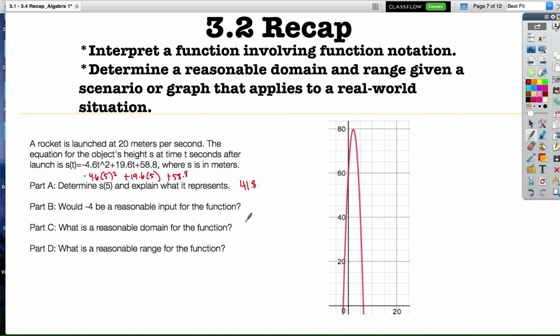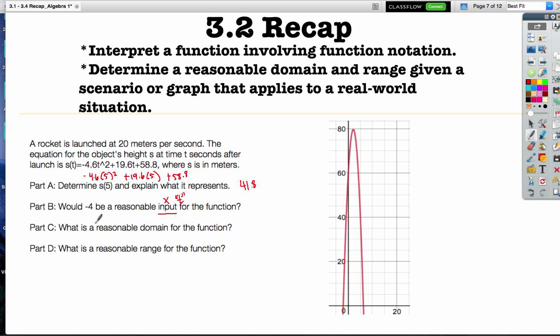And then they asked us, would negative 4 be a reasonable input? So a reasonable x value. Well, x, here they're calling it t, but our domain is representing seconds. There's no way, unless someone has discovered time travel so far, there's no way we can go back in time. Negative 4 would be negative time. So no, it would not be reasonable.